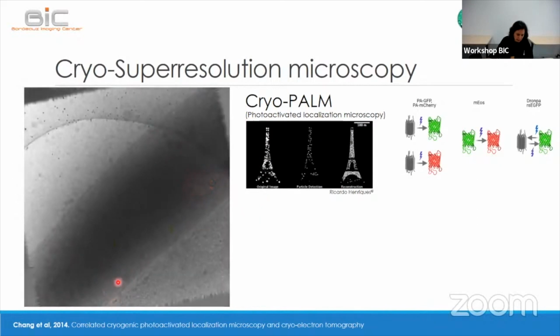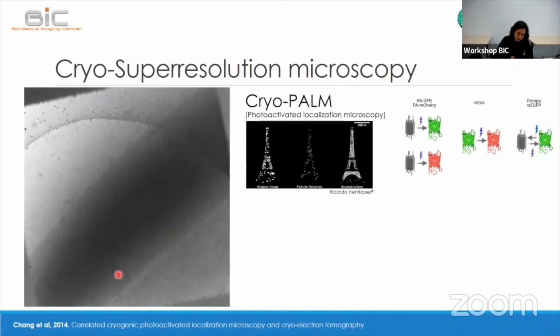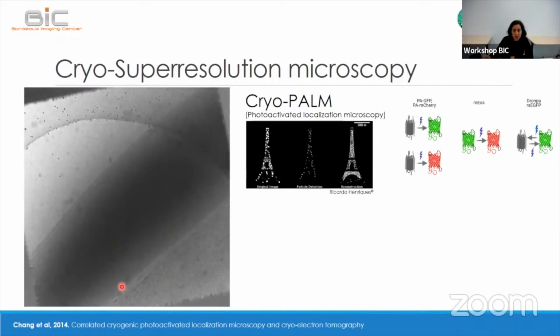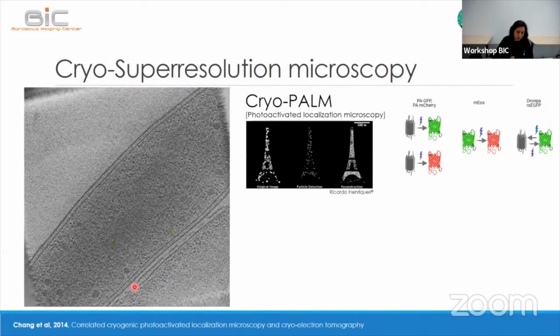And in this way, you can see in these tomograms how they can localize the region of interest for the tomography, and observe in very high resolution, in nano resolution, the structure of this protein of interest. And that is thanks to the combination of super resolution.